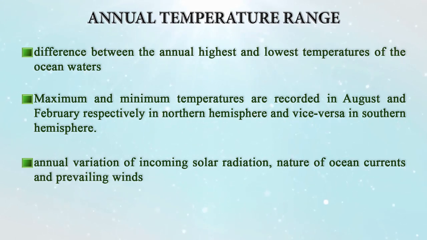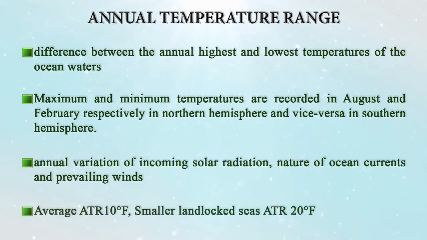And so prevailing winds are also related, when the prevailing winds are towards the coastal areas. They heat up the coastal areas, like warm winds, trade winds heat up the coastal areas, contrary to the cold winds which cool the coastal areas. So the temperature range is affected by ocean currents and prevailing winds. Average annual temperature range is of the order of 10 degrees Fahrenheit. However, the small landlocked seas have a higher annual temperature range, which is of the order of 20 degrees Fahrenheit.